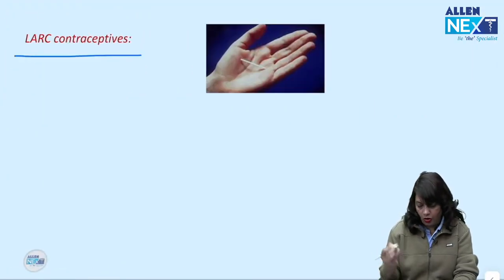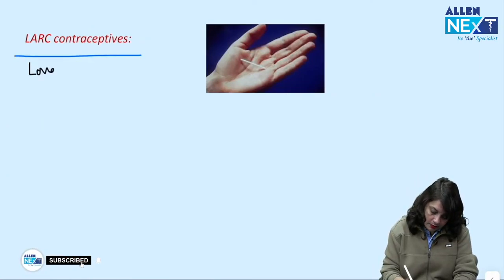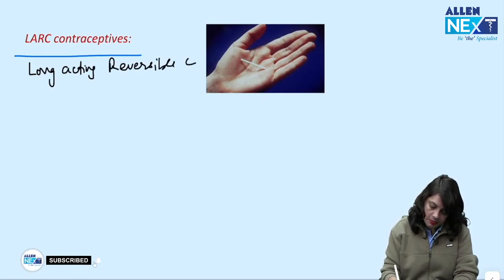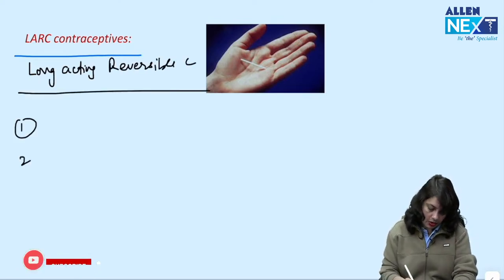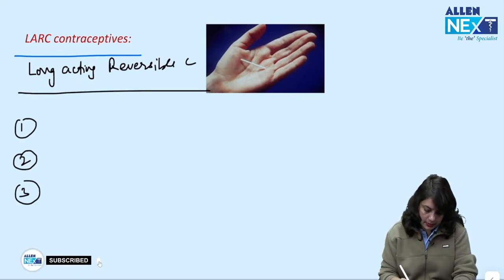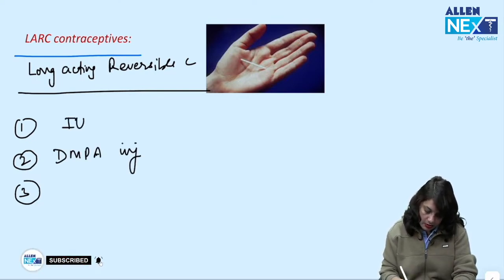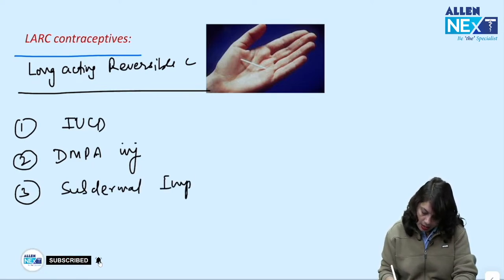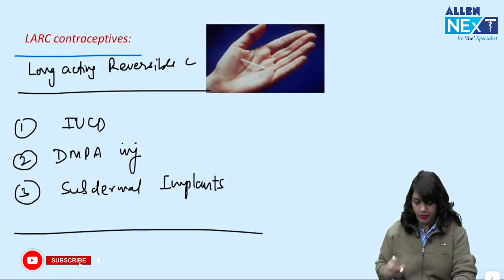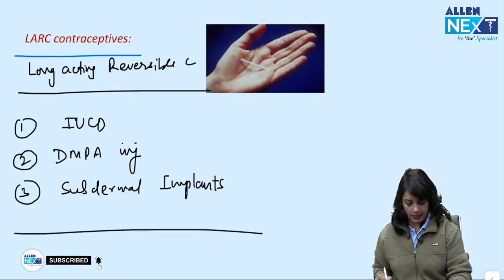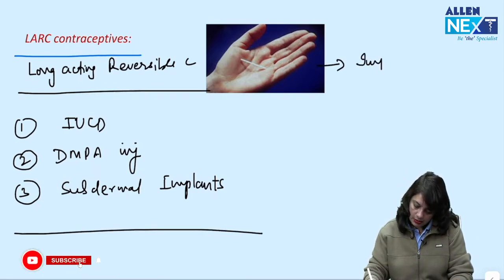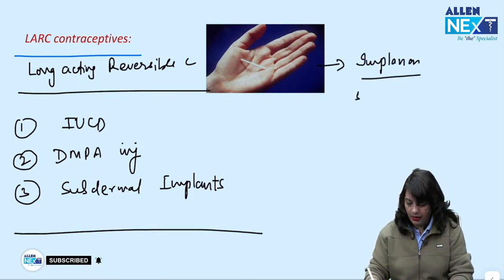Next, what are LARC contraceptives? LARC means long acting reversible contraceptive. So what are LARC contraceptives? DMPA injection, IUCD, and subdermal implants. These are long acting reversible contraceptives. Okay, what is this image showing? This image is showing Implanon. That is a single rod.